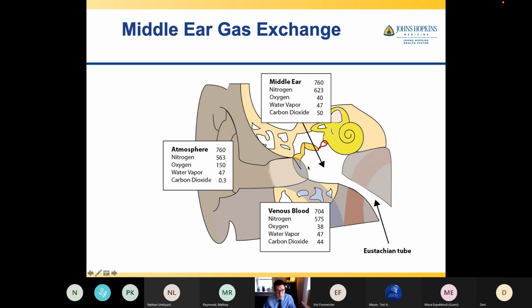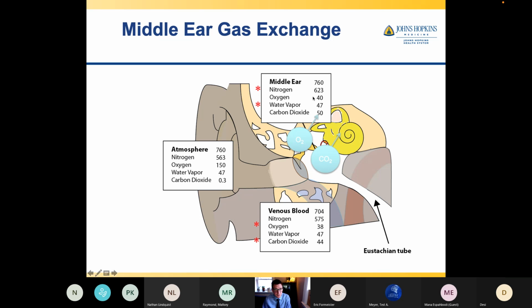The composition of the gases in the middle ear space is not the same as that of the atmosphere. The big gradient, the big transition of gases out of the middle ear, occurs into the venous blood. So the total pressure of gas in the venous blood is much lower, and that of nitrogen, oxygen, and CO2 are all lower. So the first thing that happens is that the oxygen and the CO2 begin to rapidly diffuse down their concentration gradients.